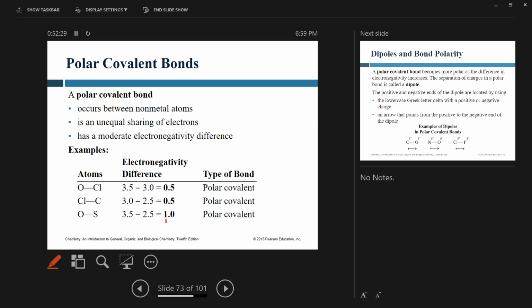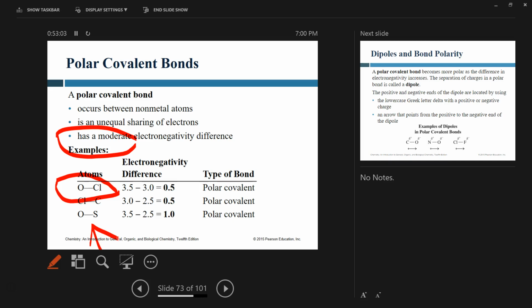Now the polar bond is when the electronegativity difference between two nonmetals that form the bond is moderate, and we'll get to the actual numbers in a bit. So for instance, here the electronegativity difference is 0.5. That's considered already polar. Here the electronegativity difference is 1.